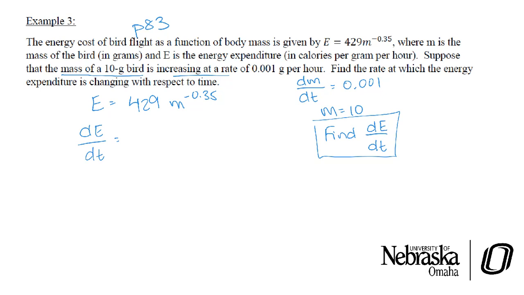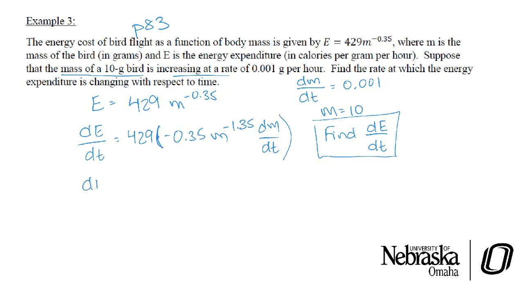When we take the derivative of this function, remember 429 is just multiplied out front, so we can just ignore that. When we find the derivative of an exponential function, we would multiply the exponent in front. So that would mean negative 0.35. And then we subtract 1 from the exponent, so negative 1.35. And then we would multiply by the derivative of our variable, dm/dt. We could probably put parentheses around all of that because that times a negative looks funny.